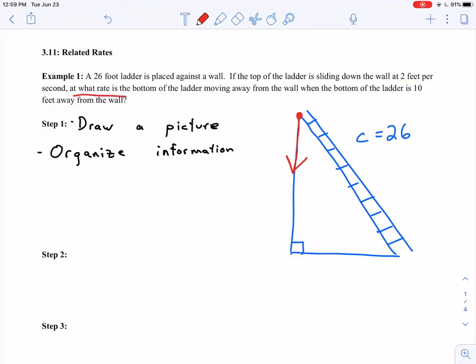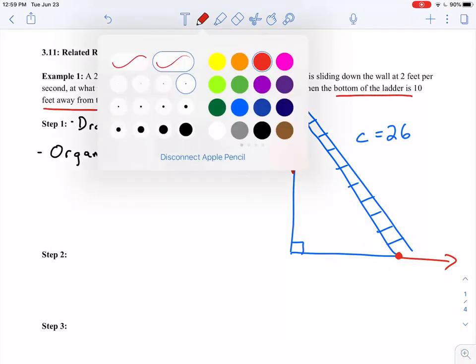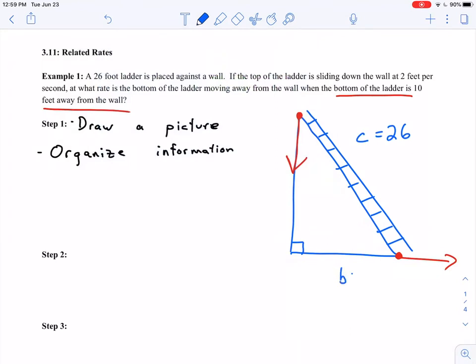It says, at what rate is the bottom of the ladder moving away from the wall when the bottom of the ladder is 10 feet away from the wall? So we would like to know how quickly this bottom part is going to slide to the right here in our case. Since this side right here, this is the ladder. The ladder's not changing in length. It's just going to stay a constant length. So as this side goes down, this side kind of kicks out and gets a little bit longer. So let's see, we know that the bottom of the ladder is 10 feet away from the wall. So I'm going to call that B for bottom. Let's say bottom is 10 feet. So I'm going to say B is equal to 10.